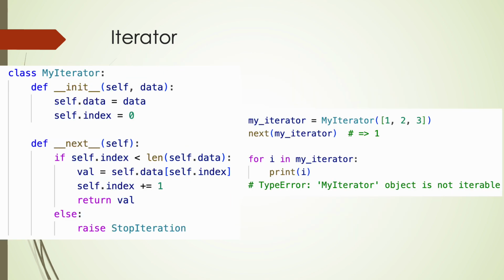As shown in this example on the right side, we can call the next function on an iterator, but we cannot loop over it. This is because an iterator is by default not iterable, which is a bit funny, isn't it? To loop over the data, we need to create an iterable.